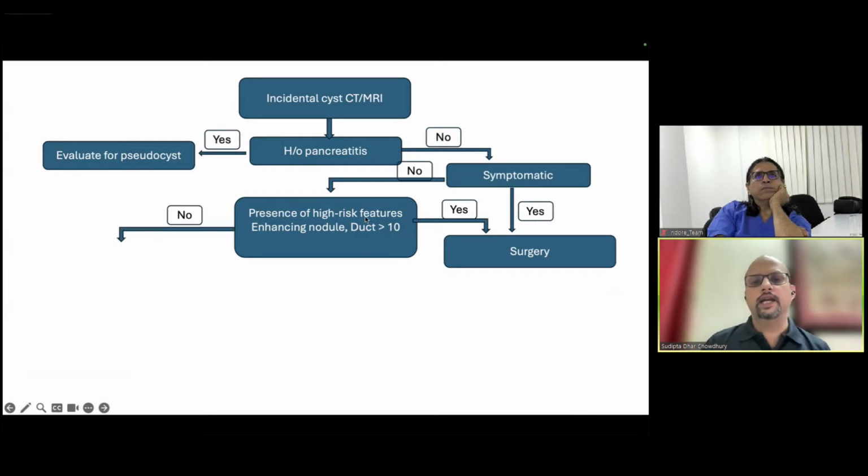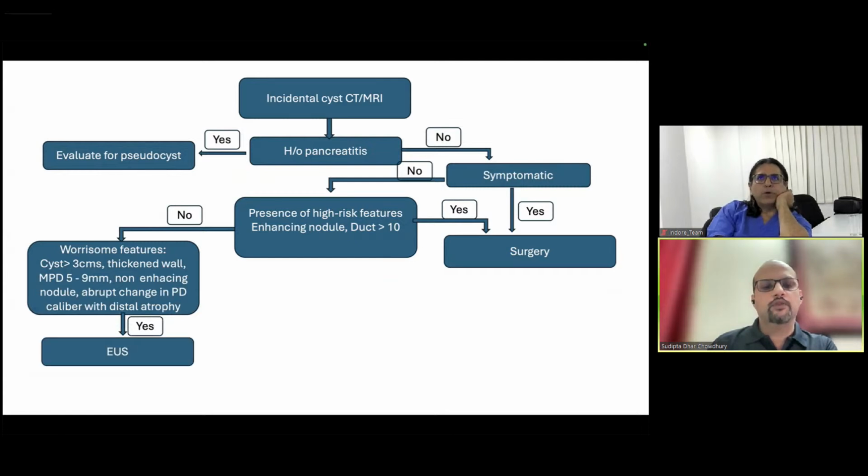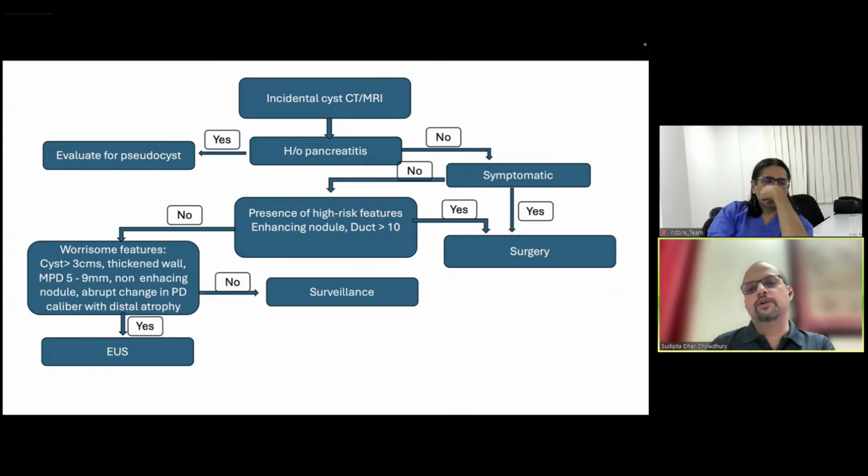However, if there are no high-risk features, no enhancing nodule, or the duct is less than 10 millimeters, we look for worrisome features. The worrisome features include cyst more than 3 centimeters, thickened duct wall, NPD of 5 to 9 millimeters, non-enhancing nodule, and an abrupt change in pancreatic duct diameter with distal atrophy. If it is there, then we offer EUS, and we follow the European guidelines of 6 monthly and then yearly. If no, then the patient is offered surveillance.